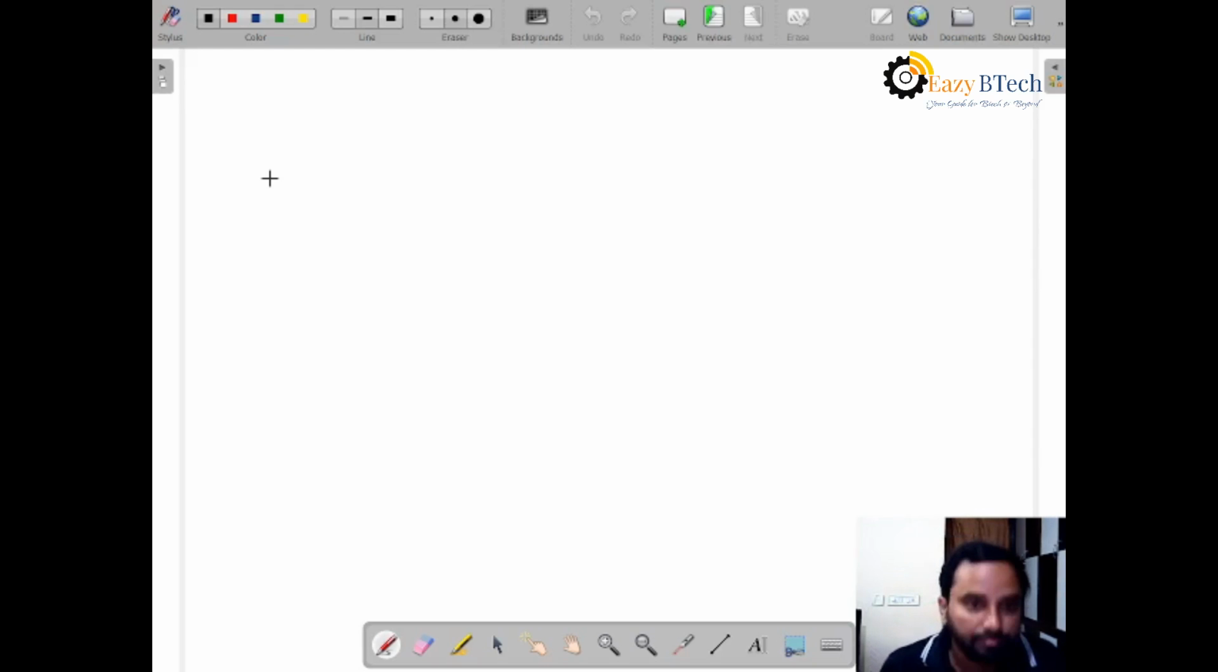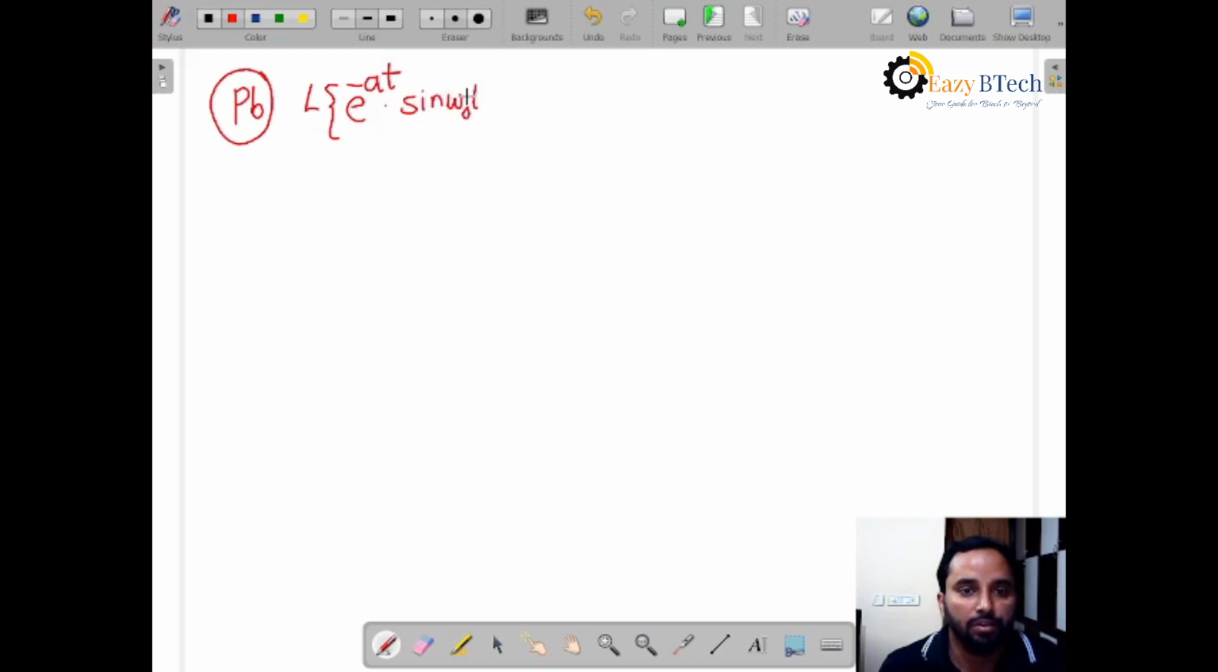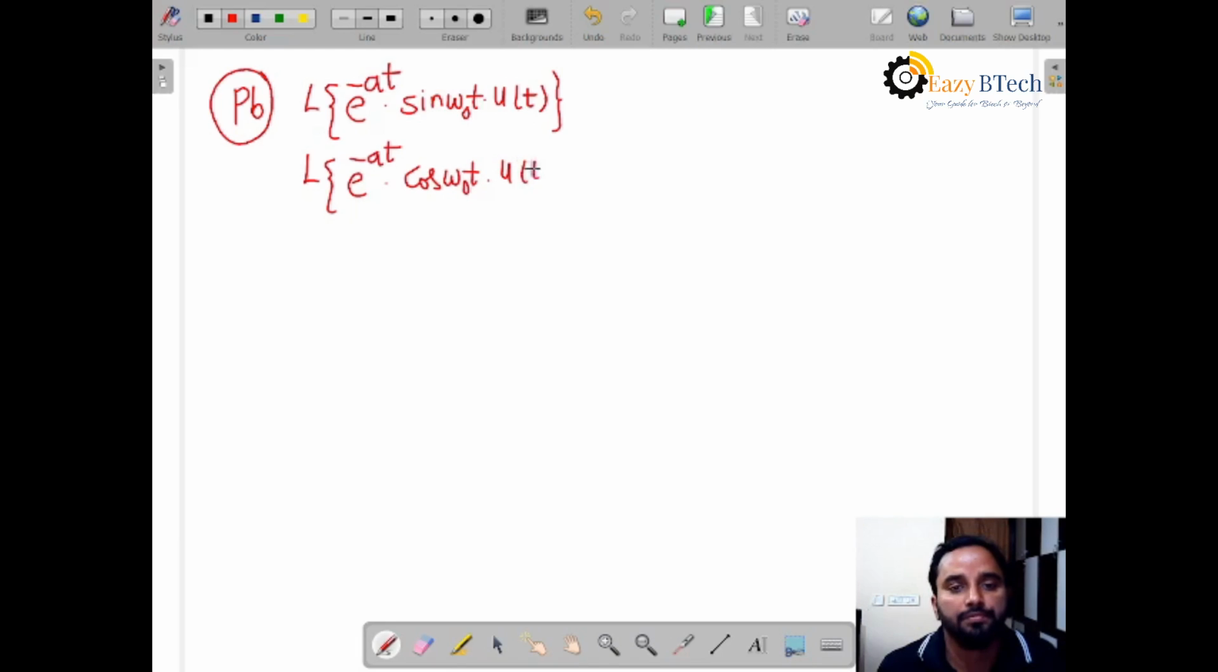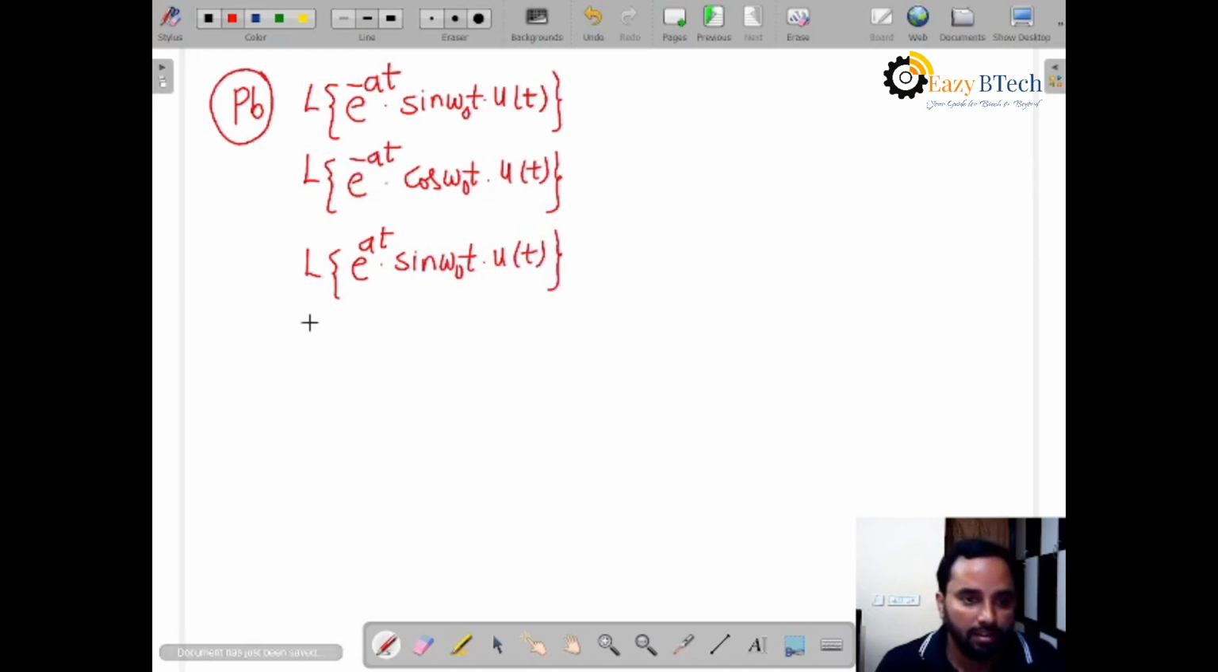The first problem: find the Laplace transform of e power minus at sine omega naught t u of t, and another one, e power minus at cos omega naught t u of t, and e power plus at sine omega naught t u of t, and e power plus at cos omega naught t u of t.